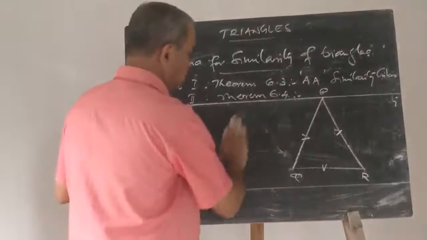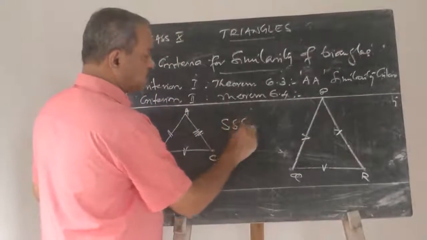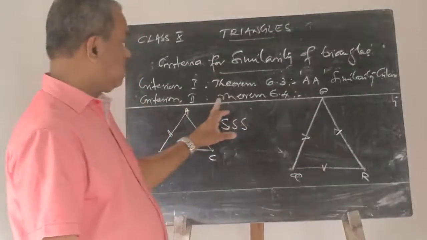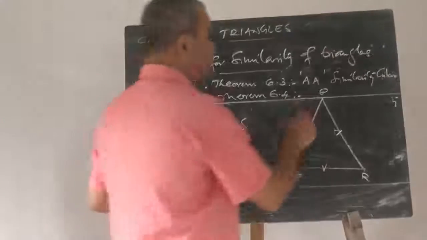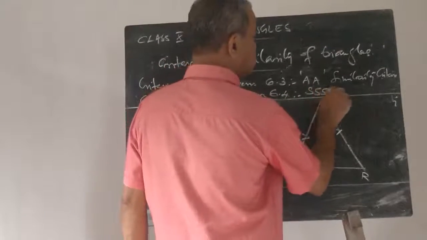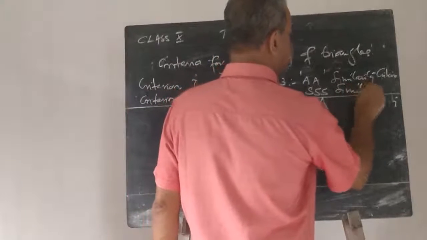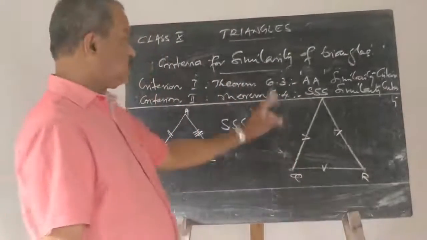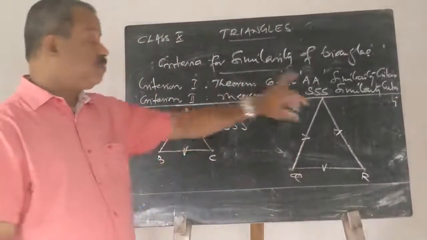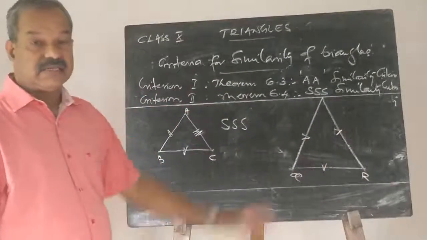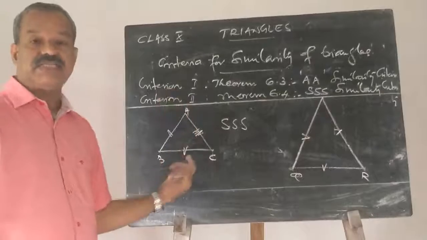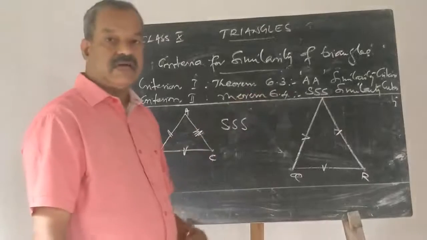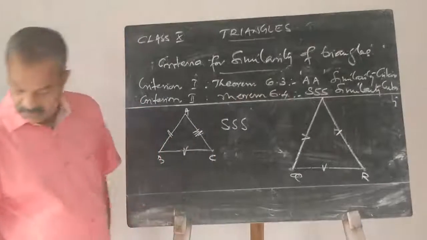Three sides can be represented by S. So the second criterion, which is theorem 6.4, is known as the SSS similarity criterion. So first, if two angles of one triangle are equal to two angles of another triangle, then the triangles are similar. Second, if three sides of one are proportional to the corresponding three sides of the other, then the triangles are similar.